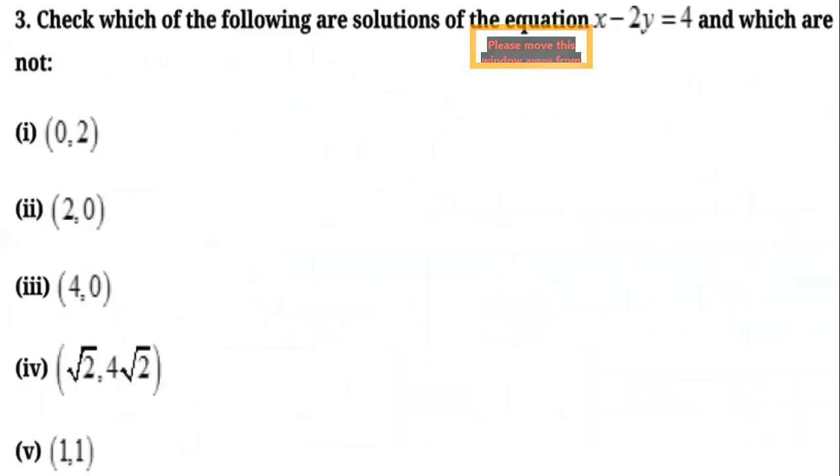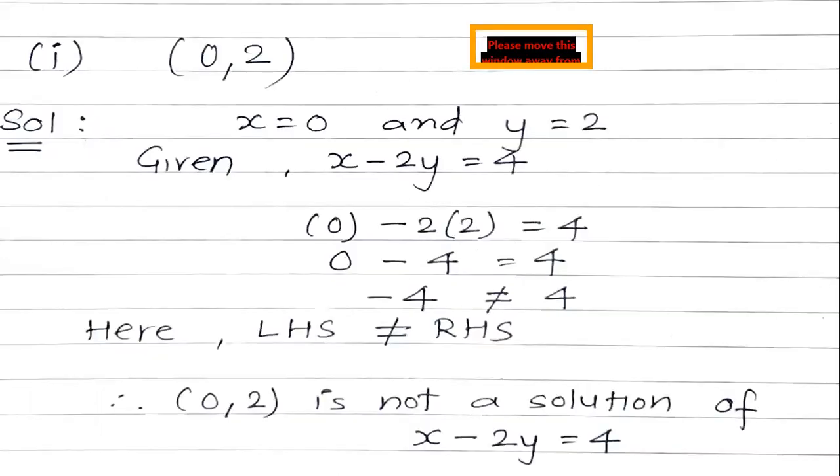Now, the third question of the exercise asks us to check which of them are the solutions of the equation x minus 2y is equal to 4 and which are not. Okay, so the equation is given, x minus 2y is equal to 4, and we have to check. We have been given 5 options and check which of them are the solutions or not.